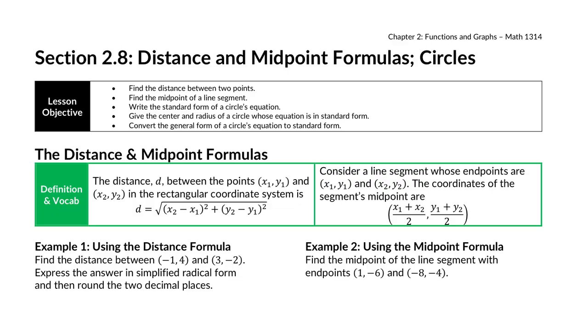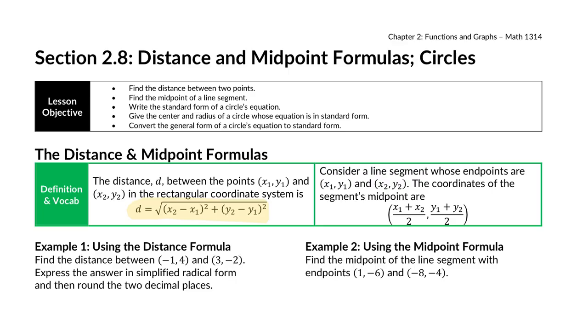have forgotten. These are the distance and midpoint formulas. The distance formula finds the distance between 2 points, and it is as follows. Distance is the square root of (x2 minus x1) squared plus (y2 minus y1) squared. So again, this is the distance between 2 points on a coordinate grid.